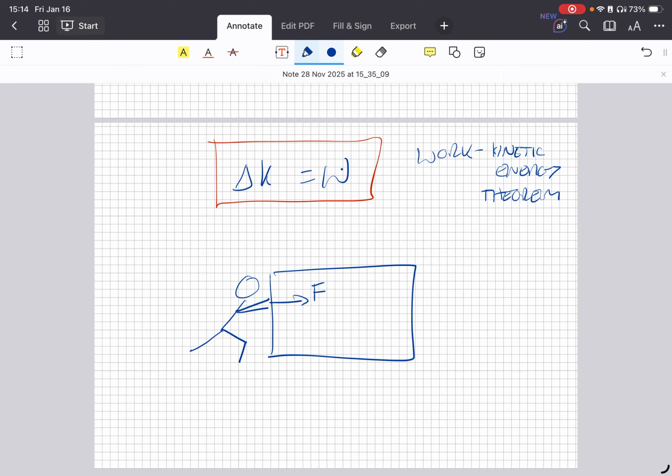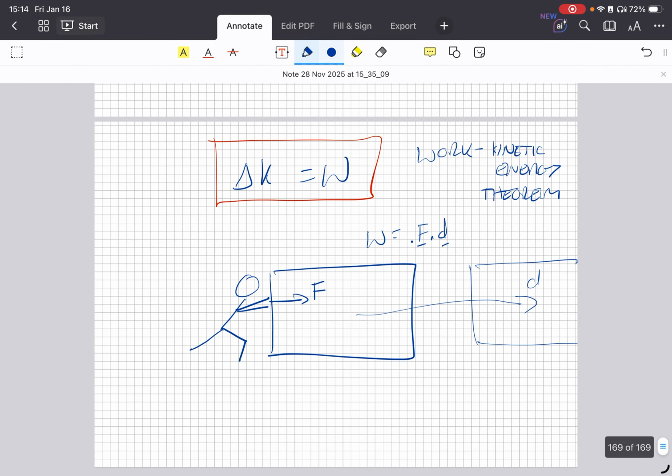Okay. So the work is defined as the force dot product with the distance or the displacement. So by pushing the box, say from this position to some new position over here, we cover some distance d in this direction. And because we're applying the force in the same direction as the displacement, the work then just becomes simply the product of the force times the distance.